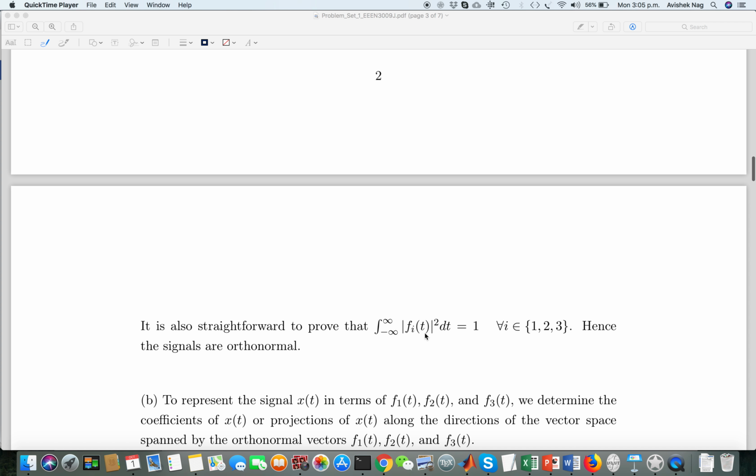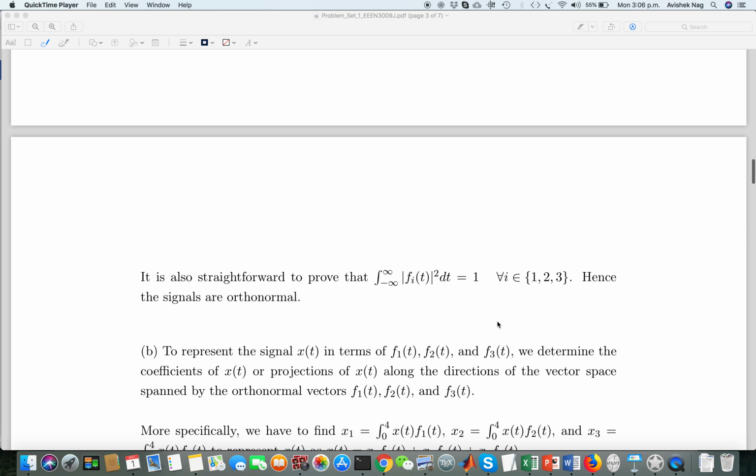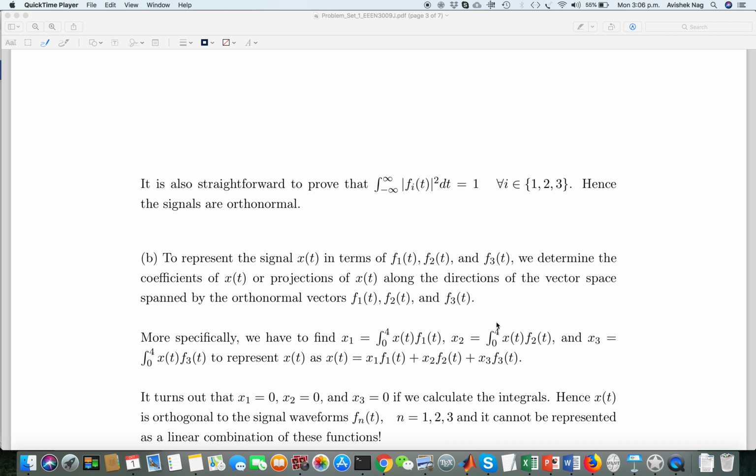Obviously you have to also show this part. So it's also very straightforward to show that. I have skipped that part in the solution here, but it's easy to show, and therefore with these both conditions shown, these signals are orthonormal. And the next part was again a little tricky. Some of you couldn't solve this part.